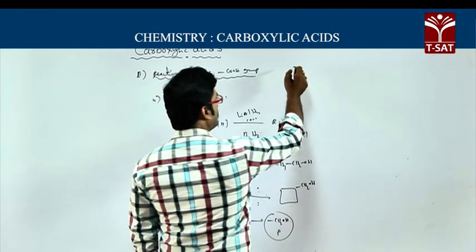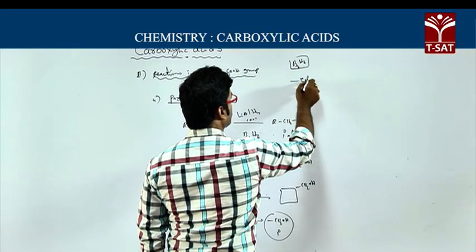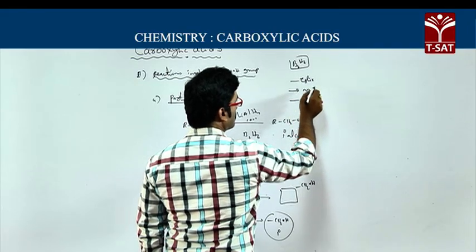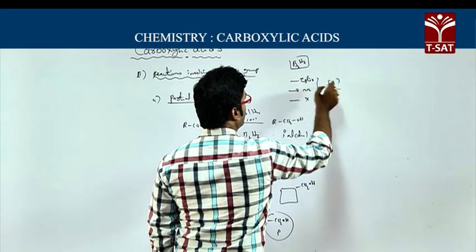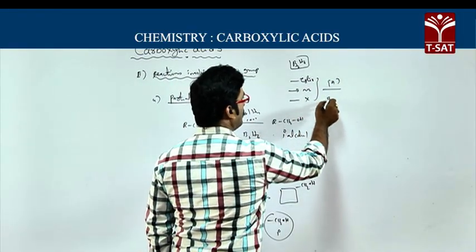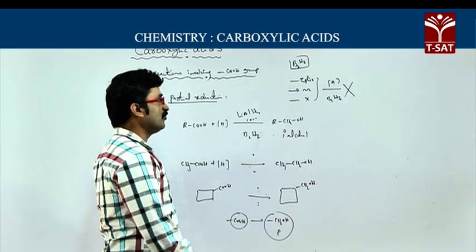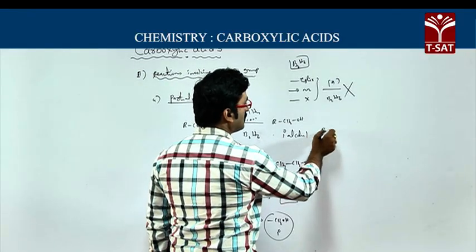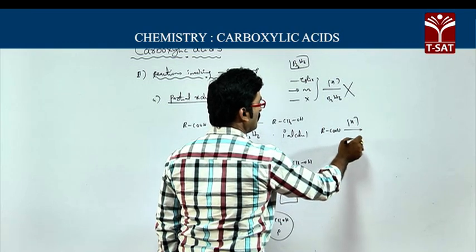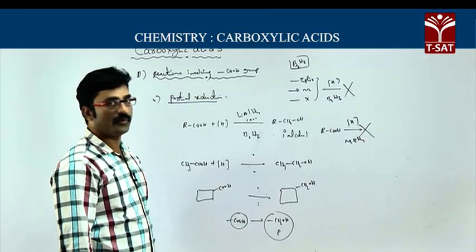And here this B2H6 diborane is not used for the reduction of esters, nitro compounds, and halides. In this case, for the reduction of esters, nitro compounds and alkyl halides, B2H6 is not used as a reducing agent. And one more important point: carboxylic acids do not undergo reduction with sodium borohydride.